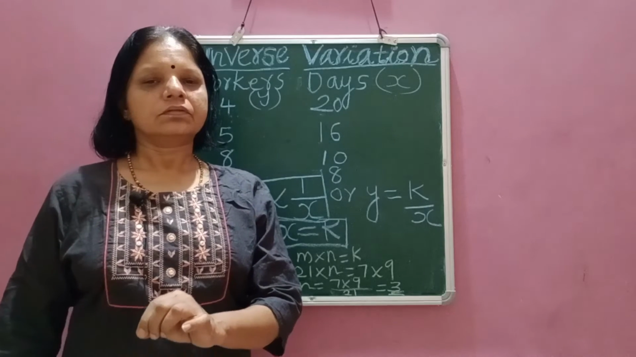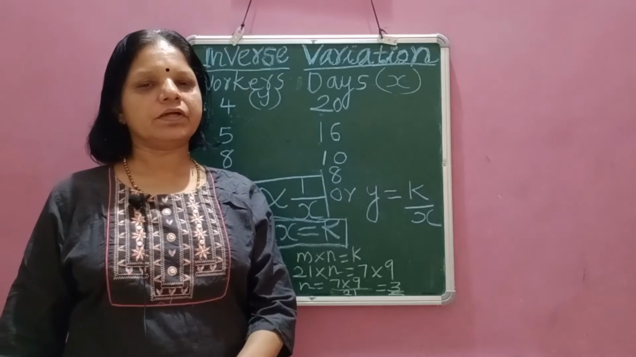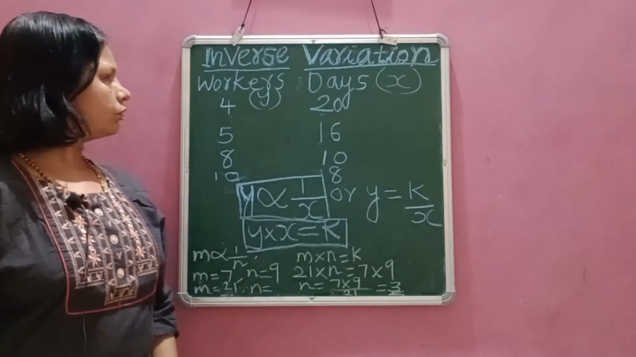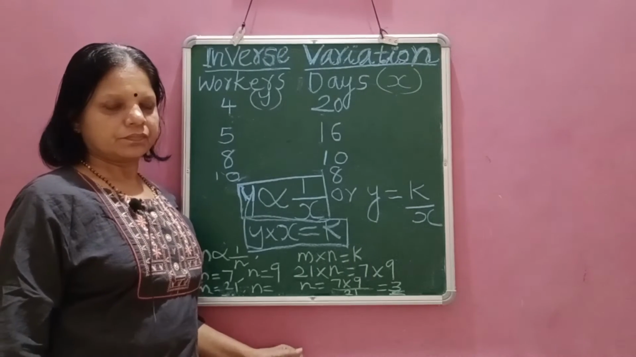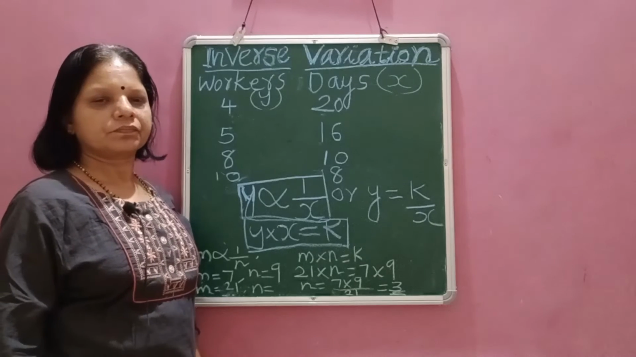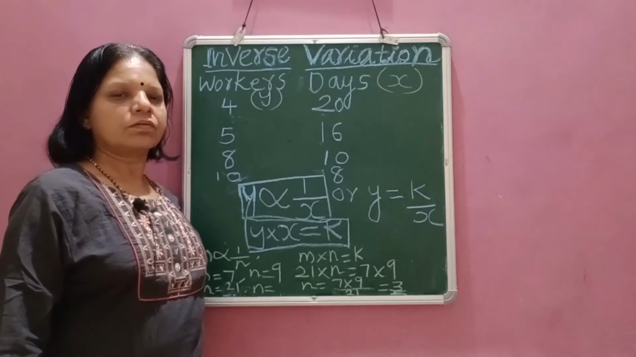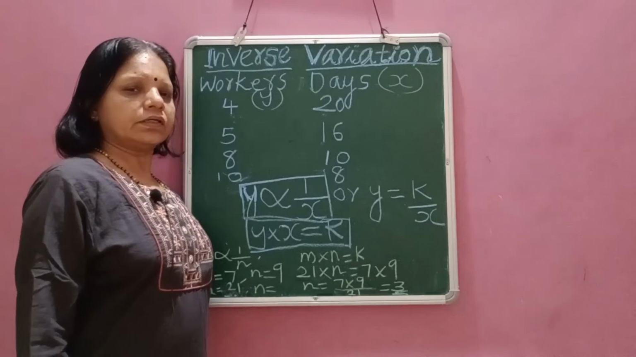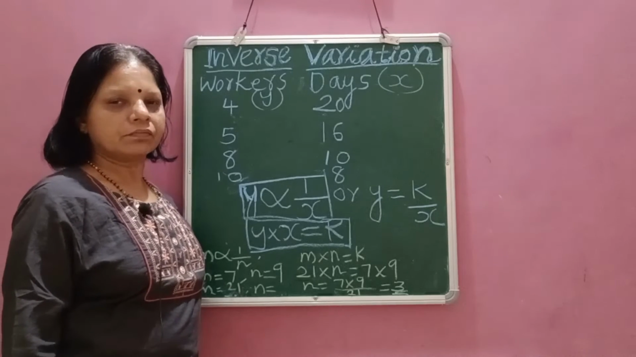Reverse variation in the same order, or inverse variation in the same order. So here is another example of inverse variation. Suppose some work is to be completed in a particular time. So here the quantities are the number of workers and the time for completing the work.